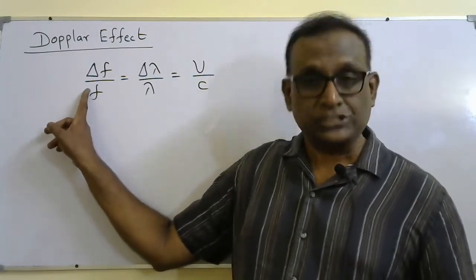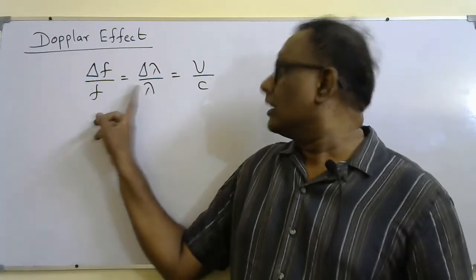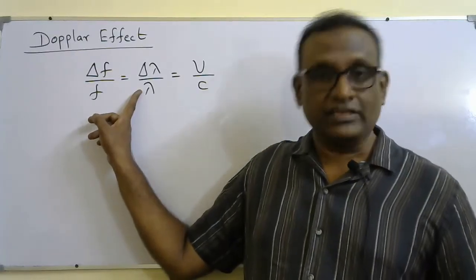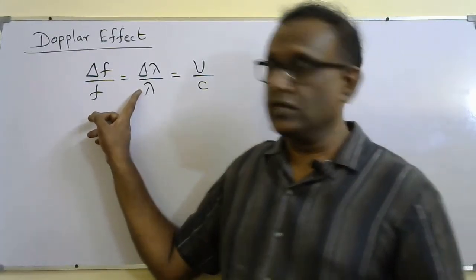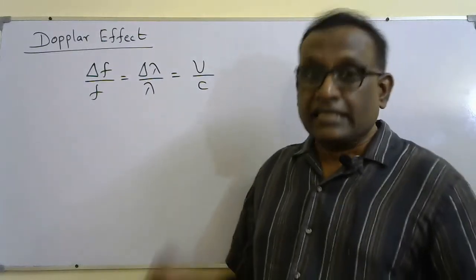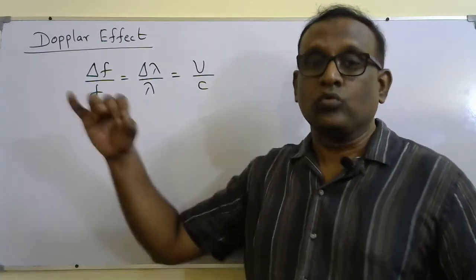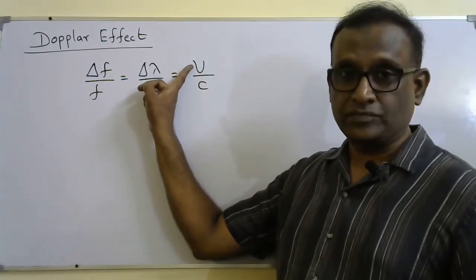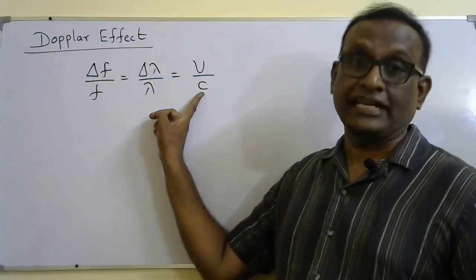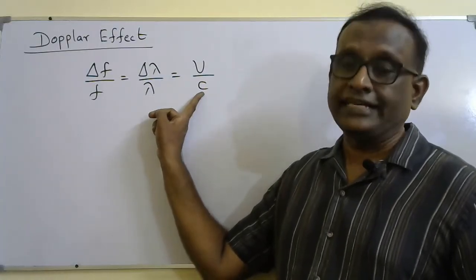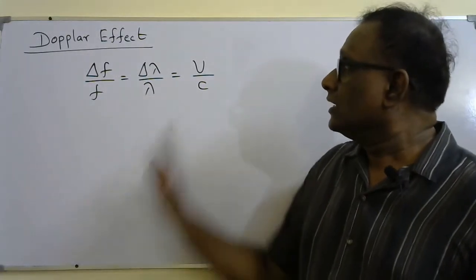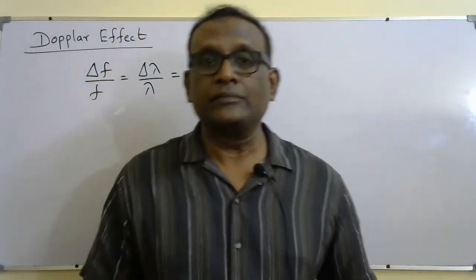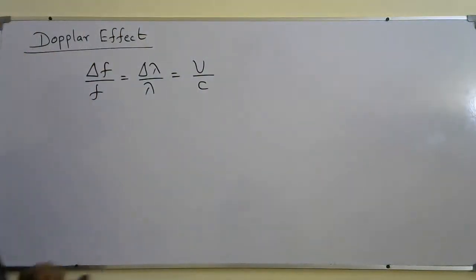Here F is the actual frequency emitted by the source. Lambda means the actual wavelength of the wave emitted from the source, where v is the speed of the wave source relative to the observer. C is the speed of electromagnetic radiation, which is 3 into 10 to the power 8 meters per second. So this is the Doppler effect equation, only applicable for electromagnetic radiation.